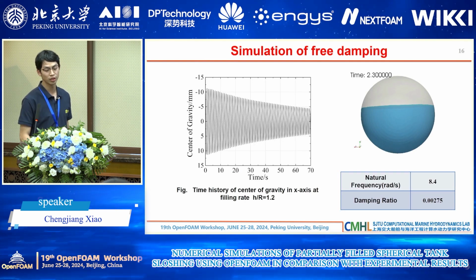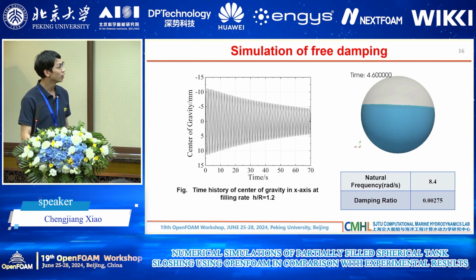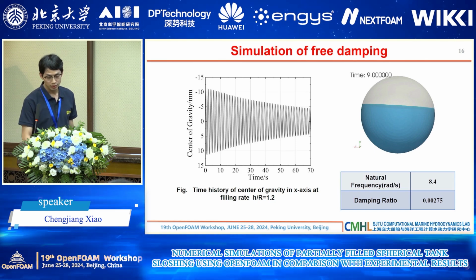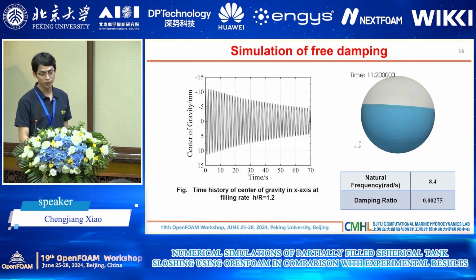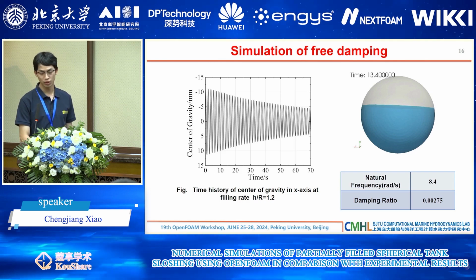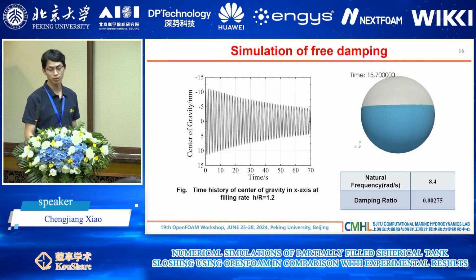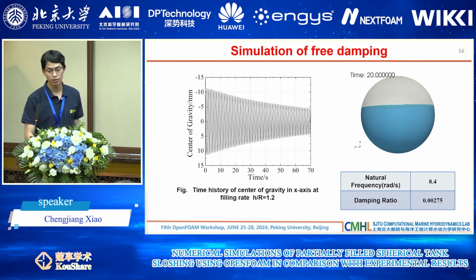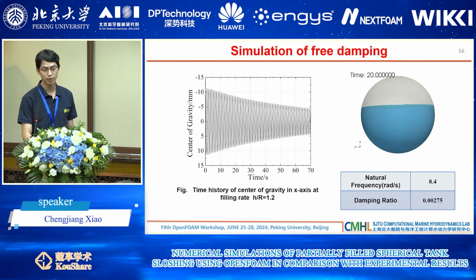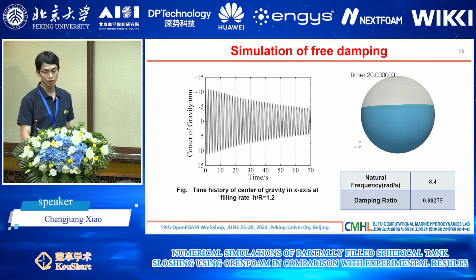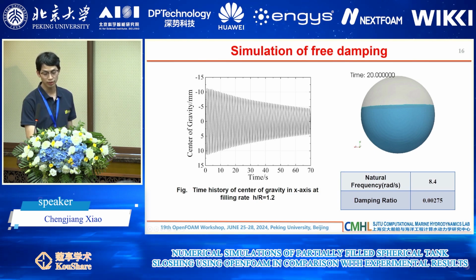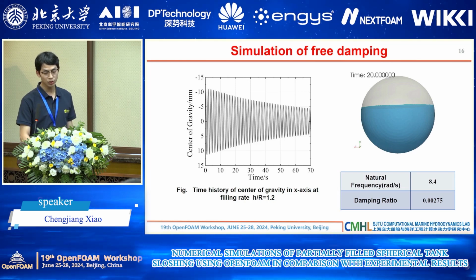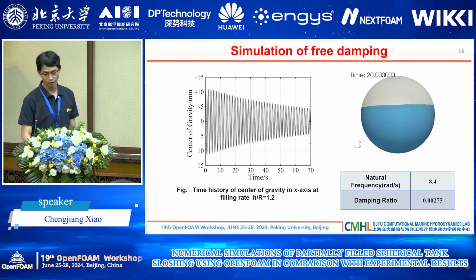In the beginning, we simulated free damping at this filling rate, H to R ratio equals 1.2. The gravity was captured, and we obtained that the natural frequency is 8.4 and the damping ratio is 0.00275, respectively. It is worth noting that our work rectifies the free damping ratio error by simulation of cylinder tank sloshing, and is less than 1% from other researchers' results, which means the free damping simulation is accurate and reliable.